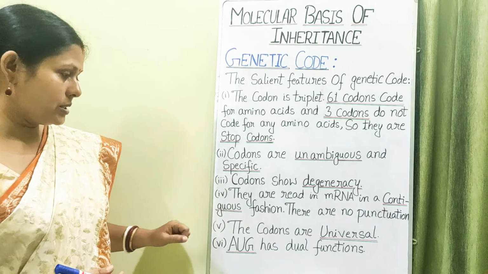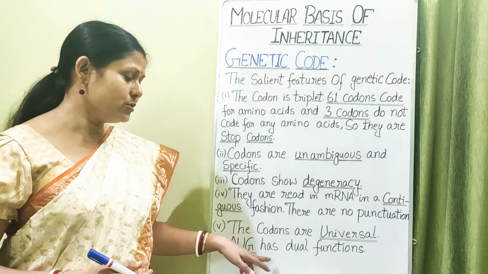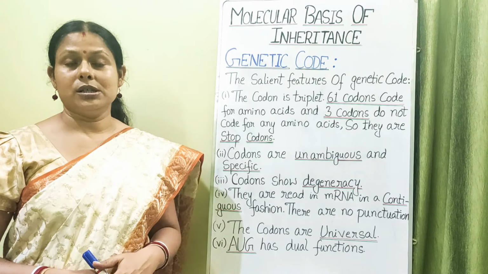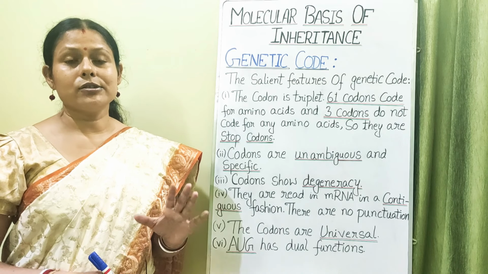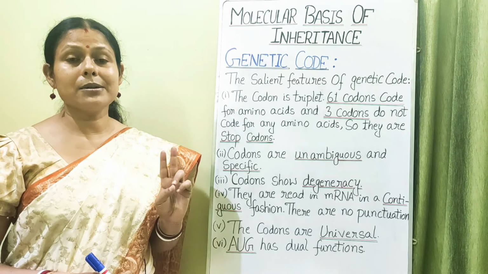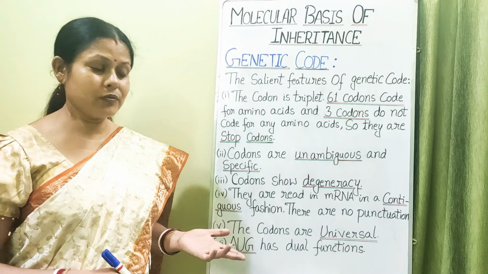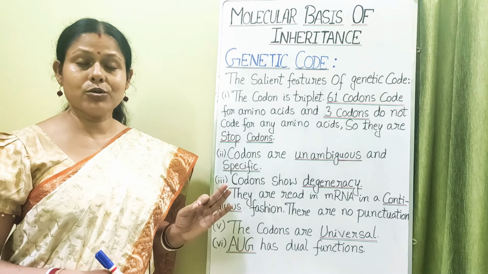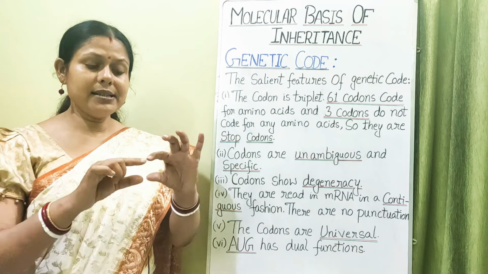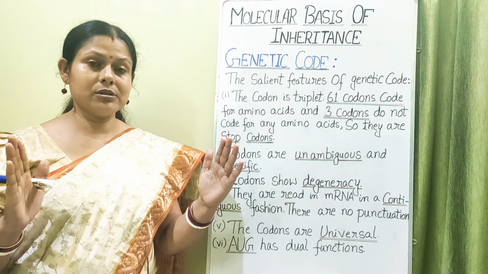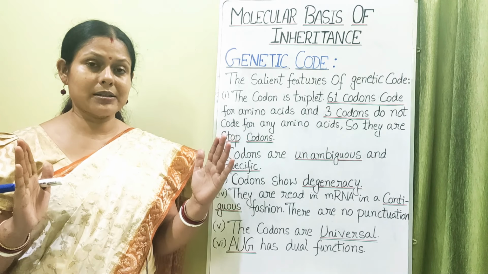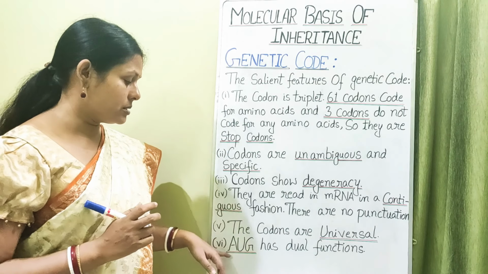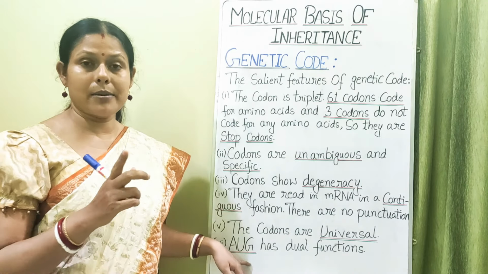The last point is that AUG has dual function. Now this codon AUG is a dual function codon. Dual means it can perform 2 functions. Now what are the 2 functions? It is the initiation codon. Initiation codon means the start codon. Any stretch of the structural gene which is to be synthesized by the cell during the time of its need always begins with this AUG sequence in the mRNA.